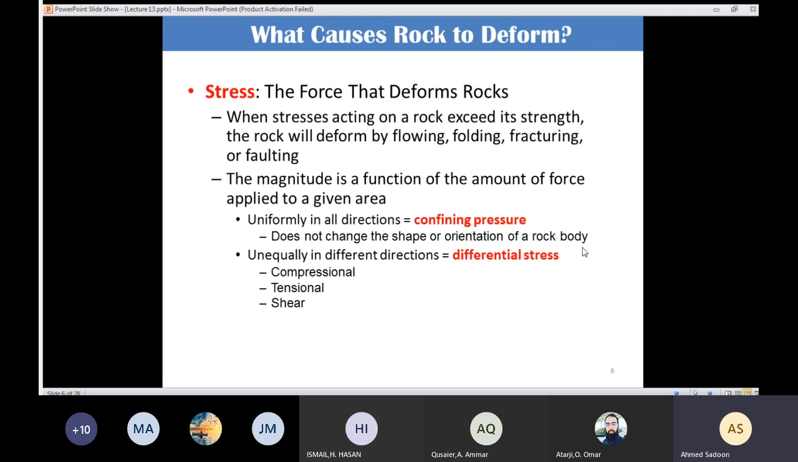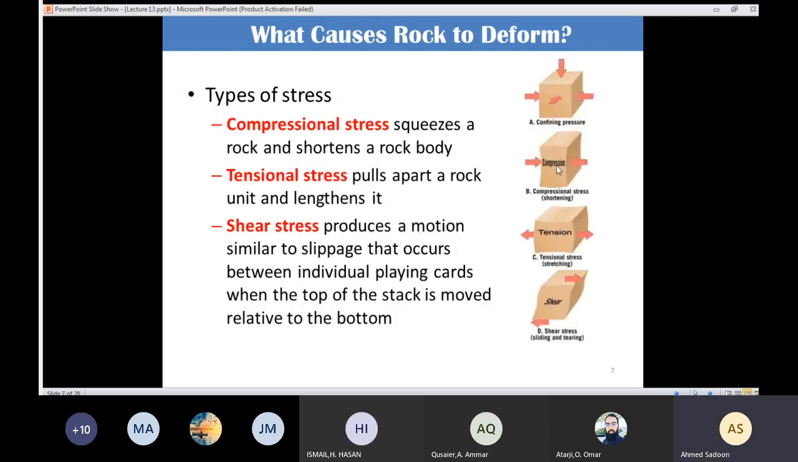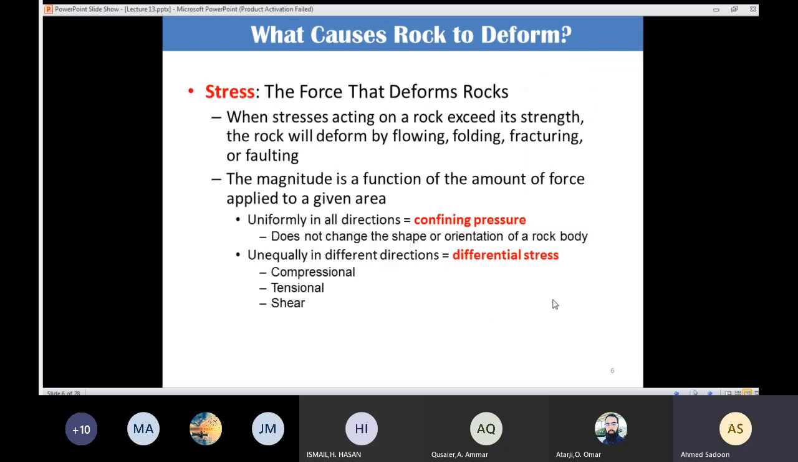The differential stresses, on the other hand, mean that you are going to have stress which is distributed unequally in different directions. So if I have a cube like this one, the stress in that direction is higher than that direction, or lower than that direction. The main point is the stress in one direction is different from the stress in the other direction. In that case, we are going to say that we are having differential stress.